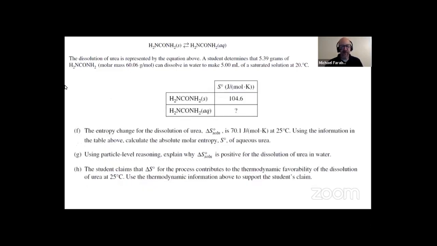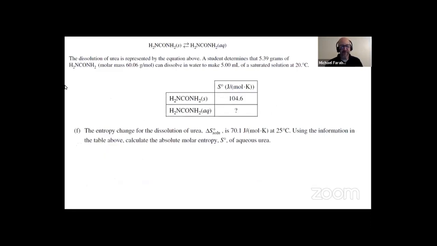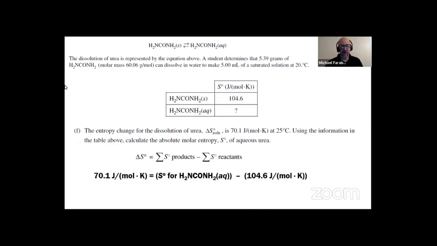All right, so we have an entropy. Delta S is 70.1. That's products minus reactants. So we have 70.1 equals the product, which we don't know right now. That's the question mark in the table, minus the reactant, 104.6. And we just solve and we get 174.7.